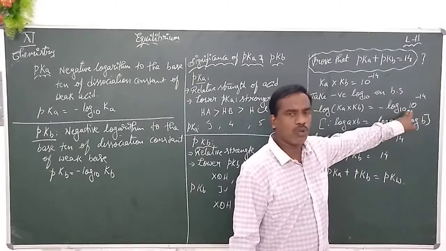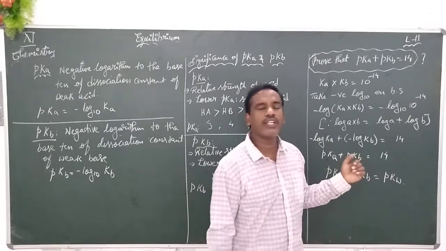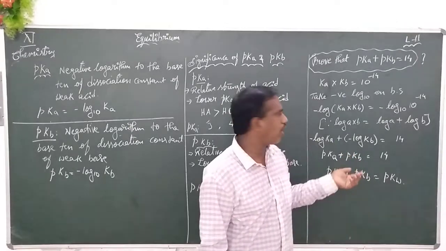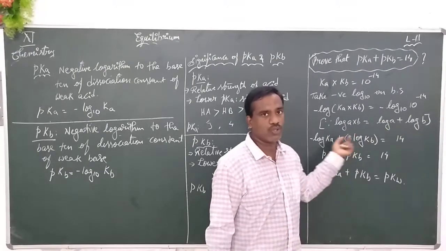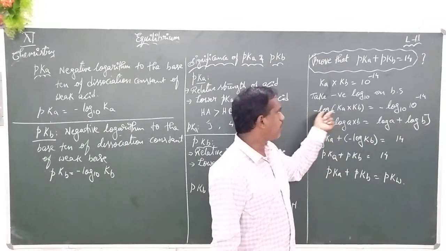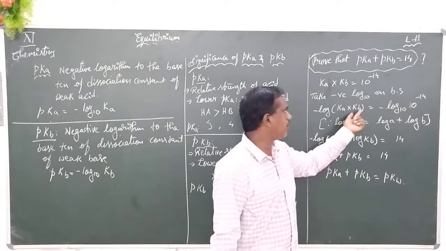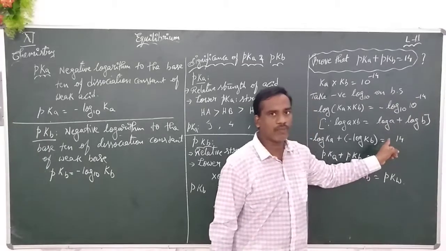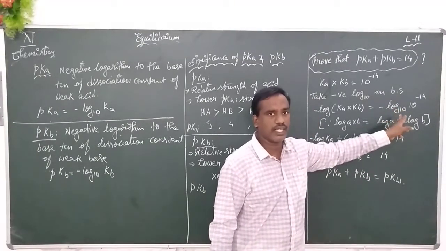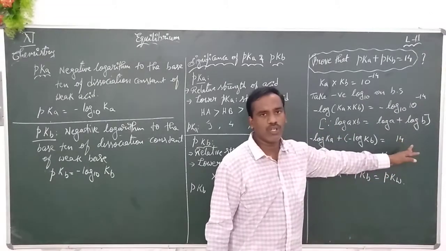We can show 10 to the power of minus 14. We know log (A × B) is equal to log A plus log B. So this is the form of log (A × B), and we write log A plus log B. So minus log Ka plus minus log Kb is equal to 14, which comes to the front. The minus and minus get cancelled, log base 10 is equal to 1, so it will be equal to only 14.